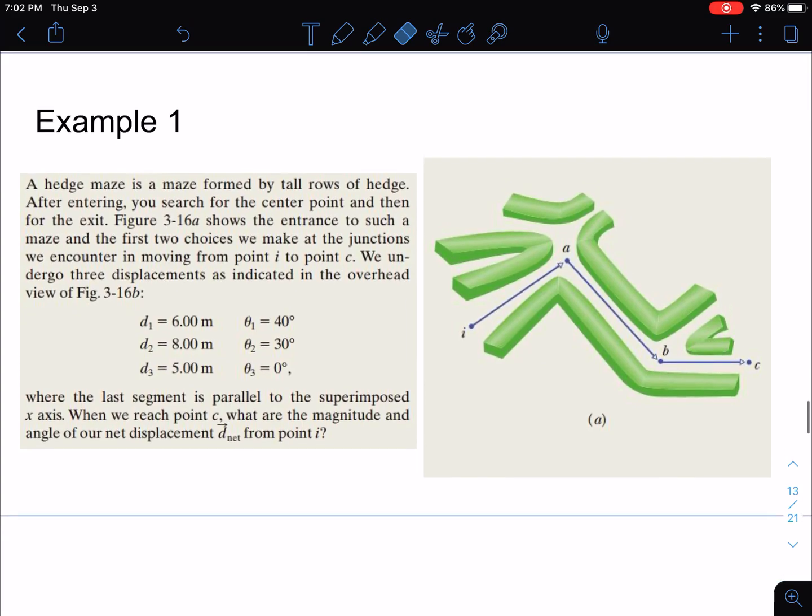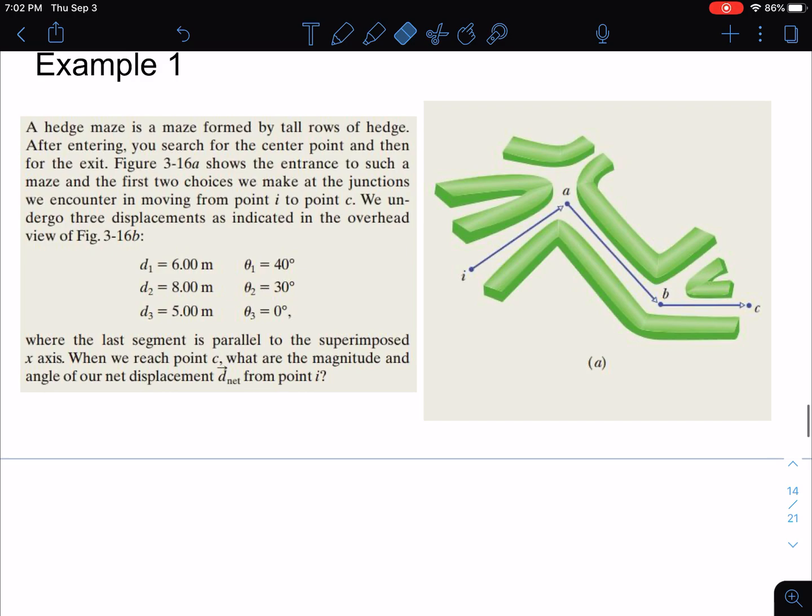We undergo 3 displacements as indicated in the overhead view. We have D1, which is this one right here, and our angle right here is 40 degrees. We have D2, which is this one right here, and our angle is this one at 30 degrees. And then we have D3, which is 5 meters, and it's just straight to the right with an angle of 0, where the last segment is parallel to the superimposed x-axis. We reach point C. What are the magnitude and angle of our net displacement d net from point I?